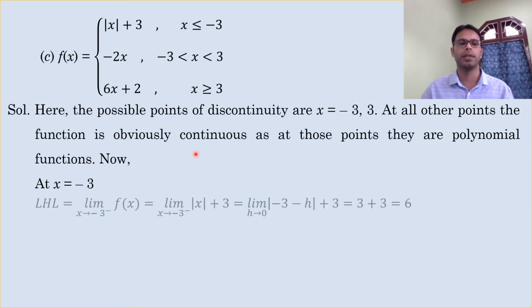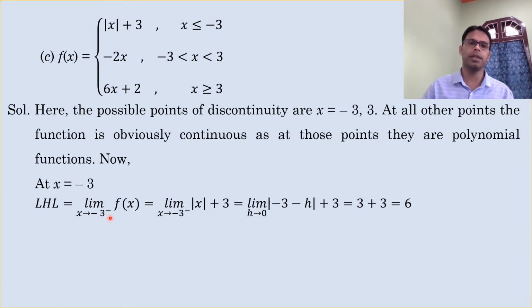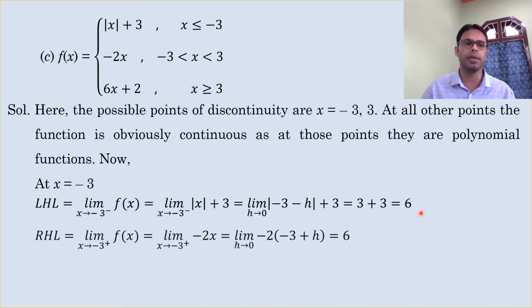So the left hand limit, x tends to minus 3 minus, because left hand limit means less than minus 3, is this one. Using it and then making h tends to 0, x is replaced by minus 3 minus h, so we write here modulus of minus 3 minus h, plus 3. Using h tends to 0, modulus of minus 3 remains there, so that is equal to 3, and plus 3 is here, so the total value is 6. Then find the right hand limit.